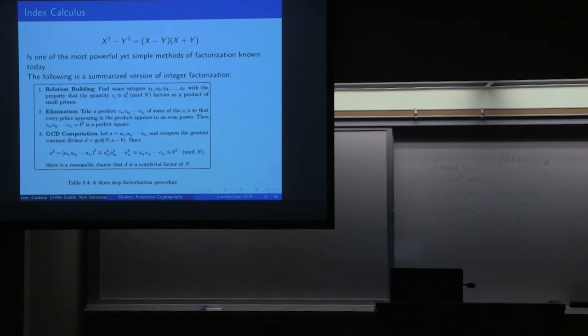that means its prime factorization, so N equals P, Q, R, with exponents A1, A2, and so on. When none of the primes exceeds B, so all of the primes in the factorization of N are less than or equal to B, this is what a B-smooth number is.